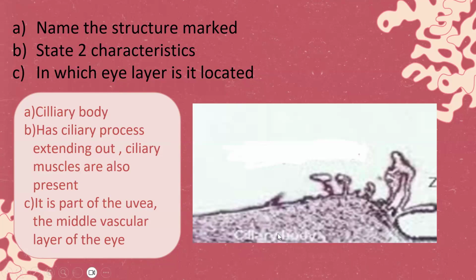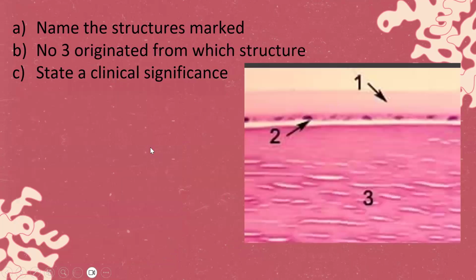Okay, another characteristic is that the ciliary body would have the ciliary muscles, and that's it. Okay, name the structure marked. The structure marked number 3, originated from which structure? State a clinical significance. Okay, looking at the slide, I can say that this is the lens. So this opaque fading layer is the lens capsule.